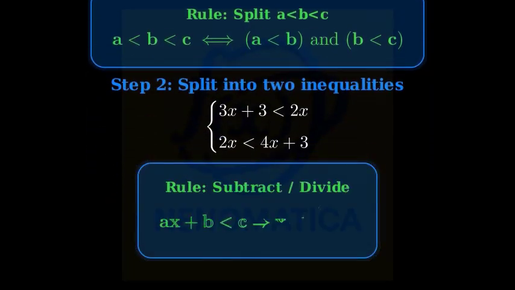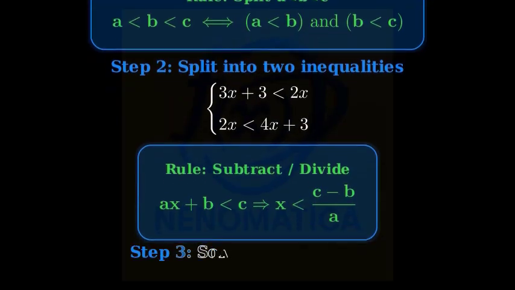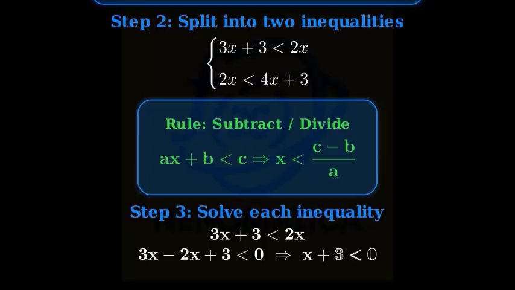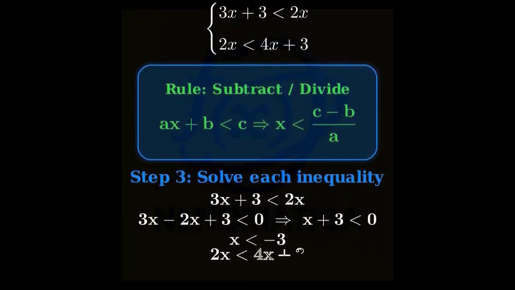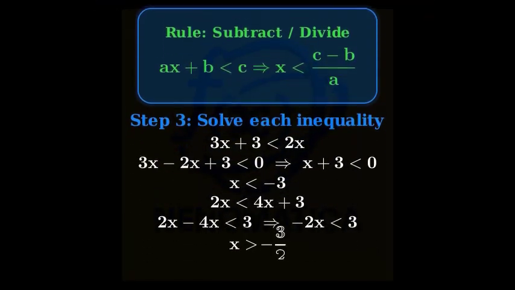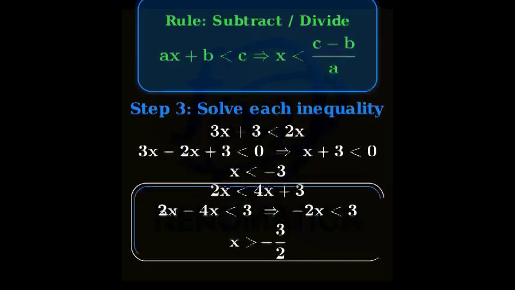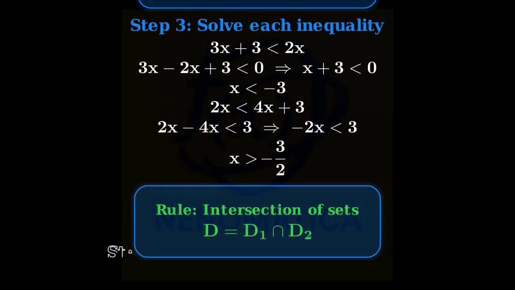First, move terms and divide carefully. For the first inequality, subtract 2x, then subtract 3. For the second inequality, subtract 4x and divide by -2, reversing the inequality sign. Step 4. Take the intersection of the two solution sets. The intersection is empty.